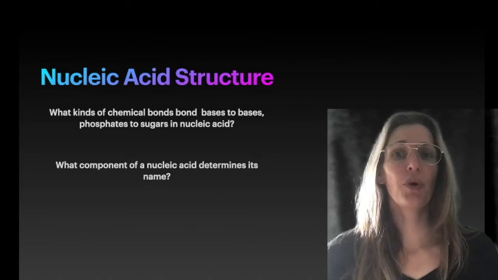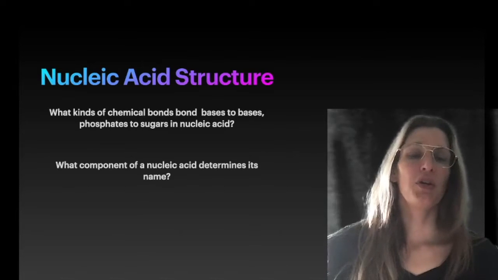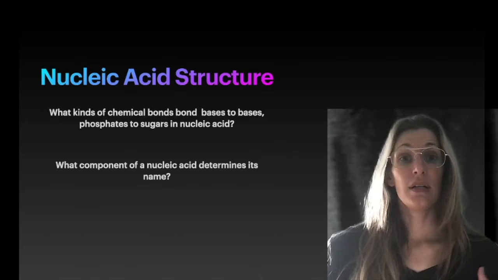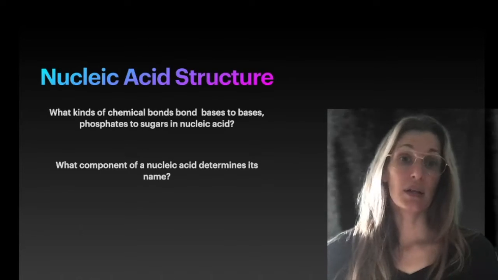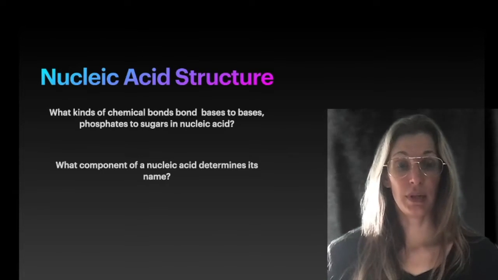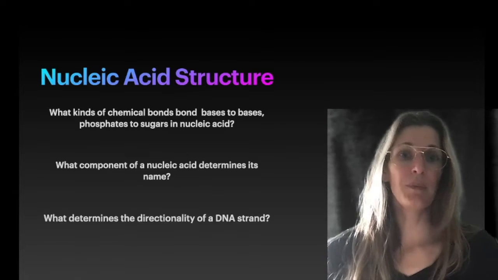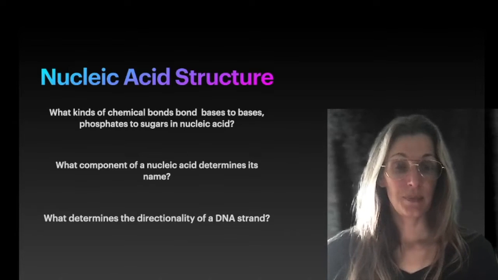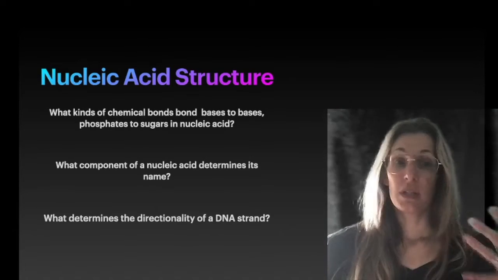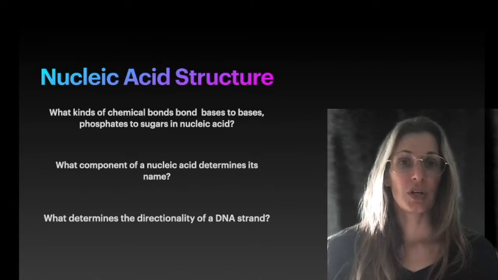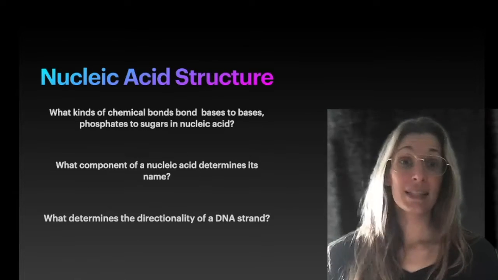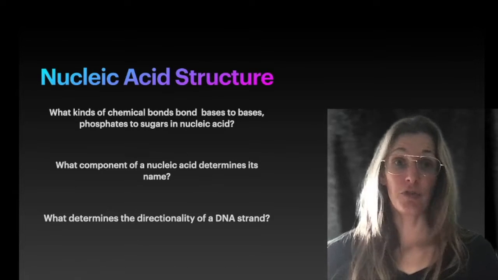Other things to be looking for: what component of a nucleic acid determines its name? Our nucleic acids are DNA and RNA. Their full names are deoxyribonucleic acid and ribonucleic acid. So why are they named differently? And what determines the directionality of a DNA strand? We're going to talk about a lot during the semester. There's 3' to 5' and 5' to 3'. So what makes a strand 3' to 5' or 5' to 3'?